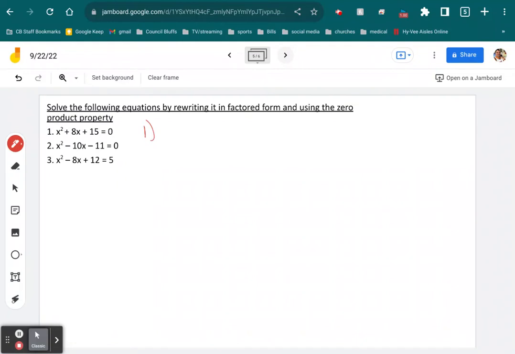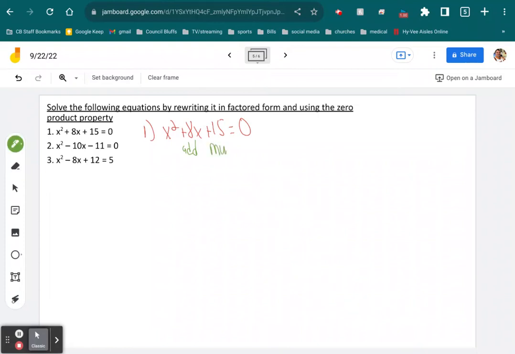So x squared plus 8x plus 15 equals 0. Okay. So this is set equal to 0 already, so we don't have to do anything with it. So I'm immediately going to factor the trinomial on the left-hand side here. So I'm going to do exactly what I did yesterday. I'm going to come up with two numbers that add up to 8 and multiply to 15.